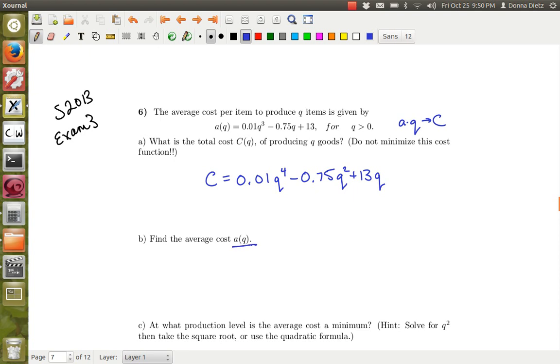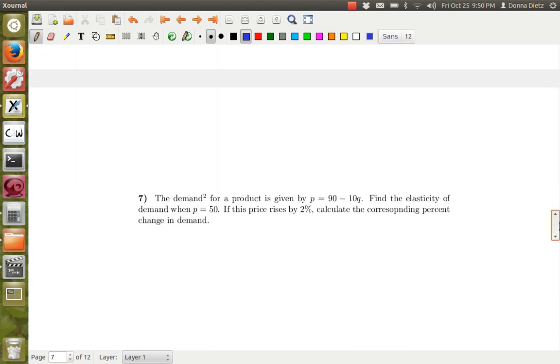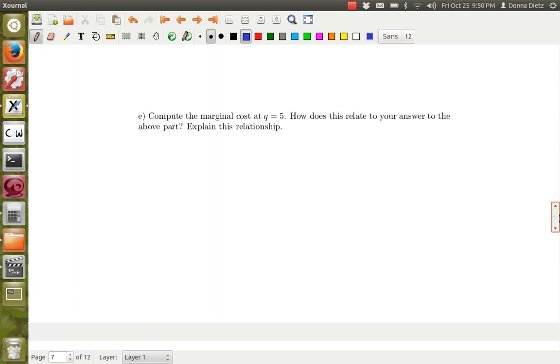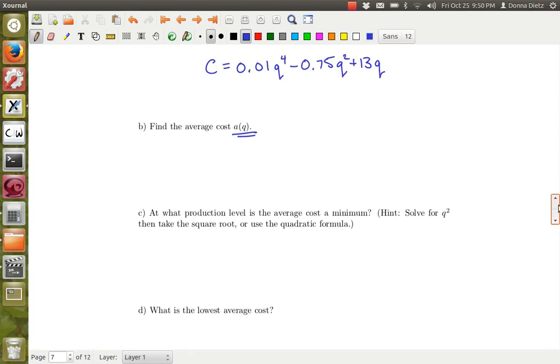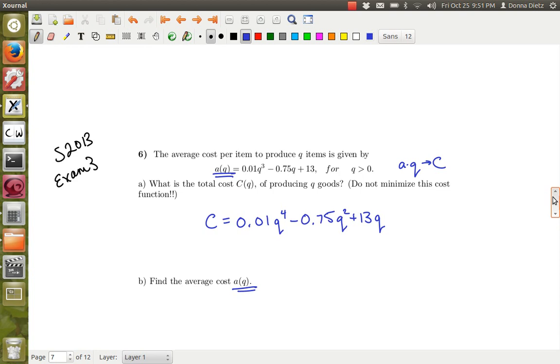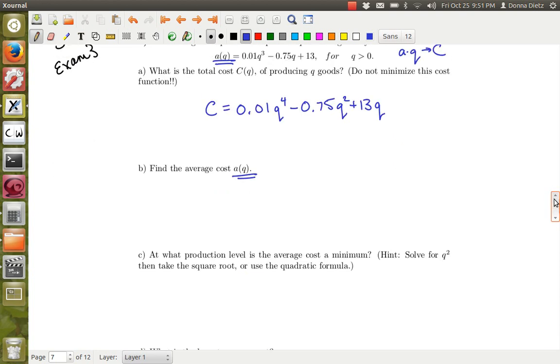So average cost, you're going to say, what? Why did you ask me that? What I meant to say is find marginal cost. But you see later I'm going to ask you to compute the marginal cost at 5 or something like that. So you're going to end up having to calculate marginal cost later. So I meant to say marginal cost. Okay? So no big deal, because if you don't do it, you have to do it later anyway.